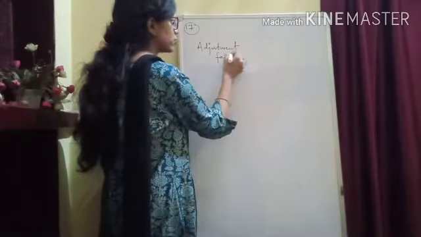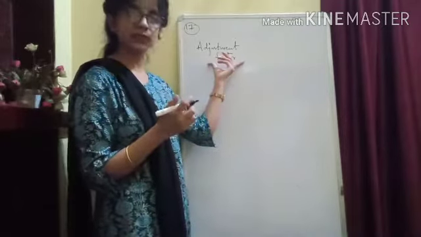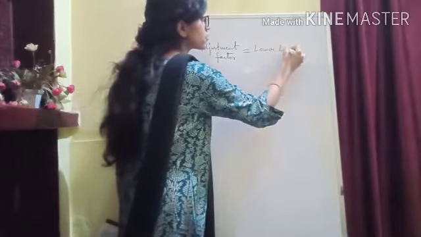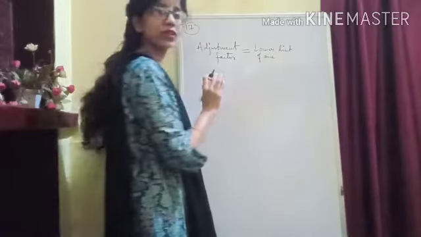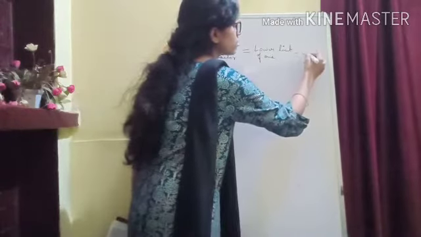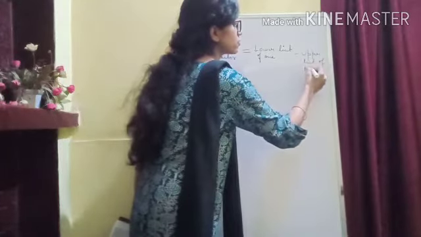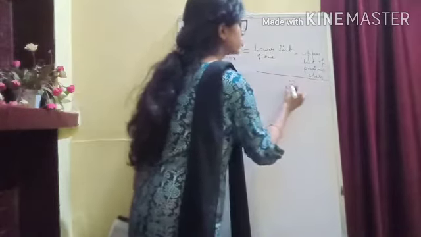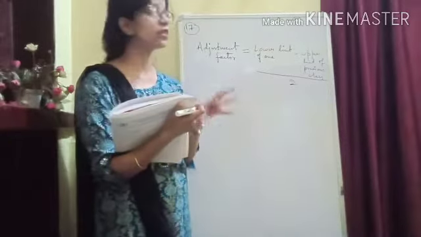Adjustment factor. To convert the inclusive form into exclusive form, we have to calculate the adjustment factor, and the formula is: lower limit of one class, you can take any class, lower limit of one class minus upper limit of previous class, divided by 2. Please note down the formula, because I am going to rub it, and when I use it, please keep it in your mind.